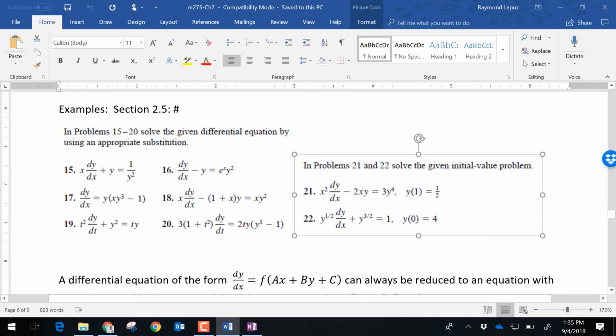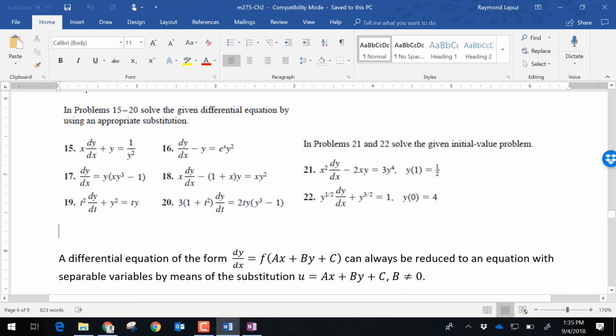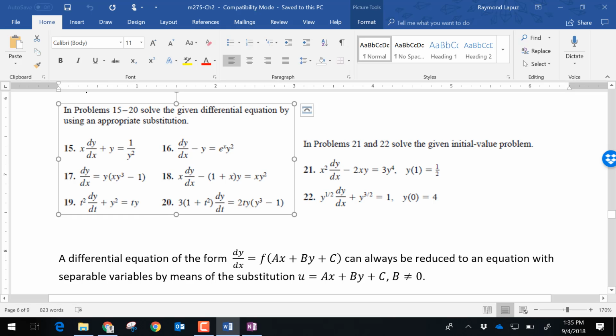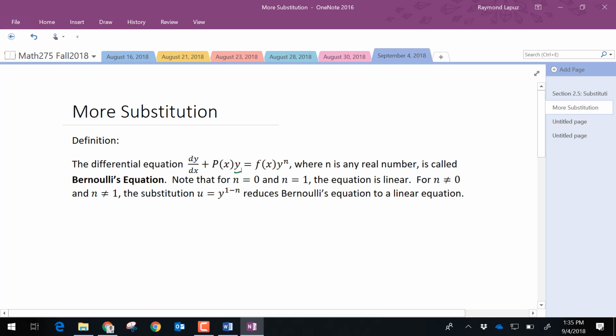So let's start off with number 16 maybe. And then we'll see if we can do an initial value problem after this.